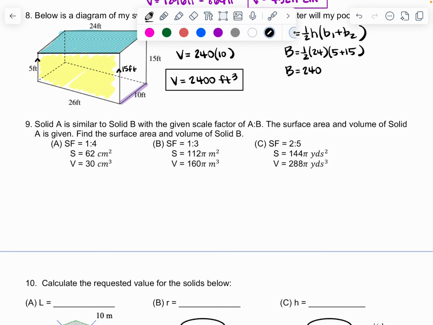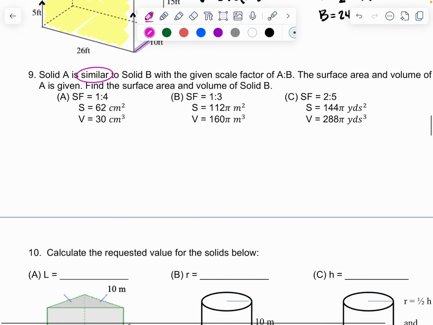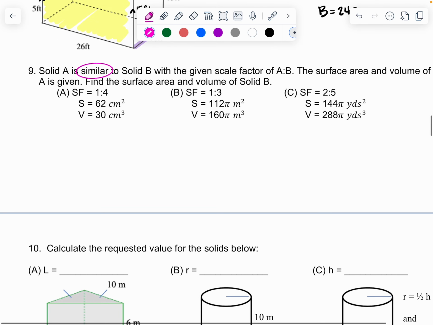Okay. All right. Number 9. This is going to be a SPOV chart question, right? Because clearly, right away when I start reading that, it says solid A is similar to solid B, so I clearly know this is a SPOV chart question. With the given scale factor of A to B, the surface area and volumes are given. Find the surface area and volume of B.